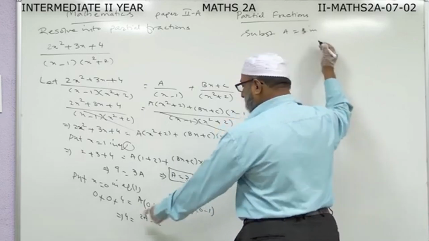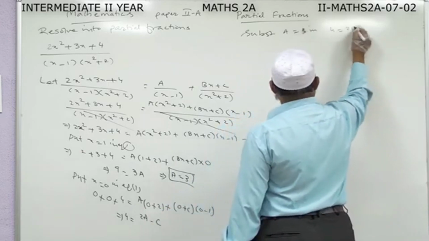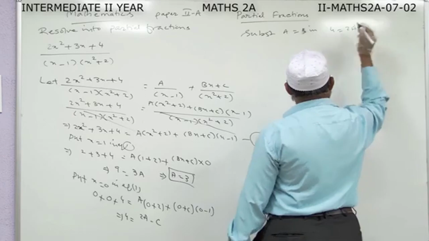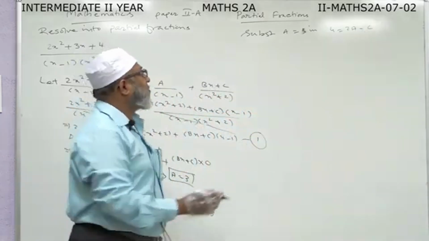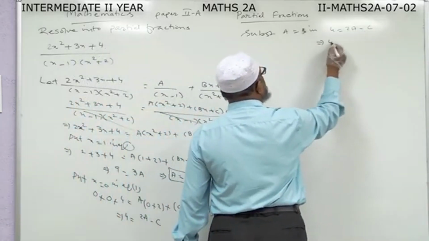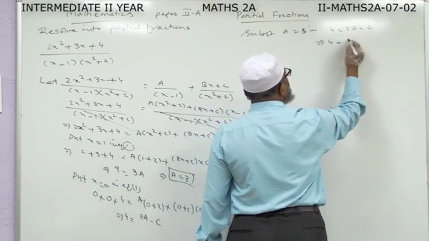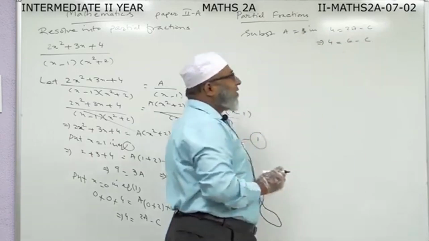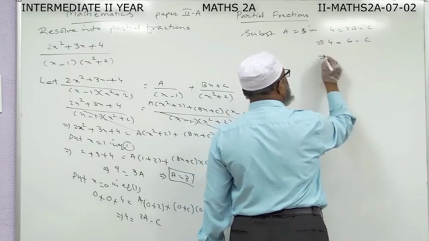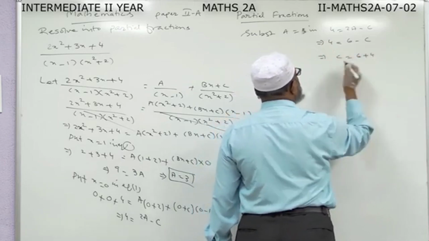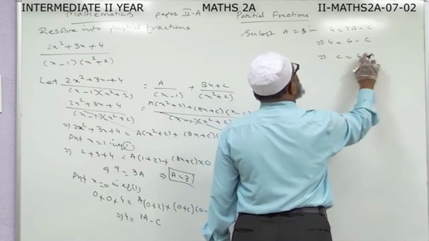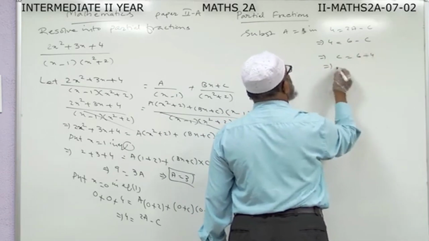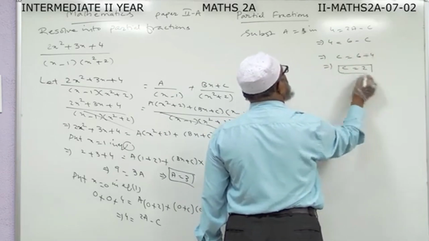4 is equal to 2a minus c. So this implies that a is equal to 3, so 4 is equal to 6 minus c. Or if I transfer to this side, this becomes c is equal to 6 minus 4. So this implies that c is equal to 2.